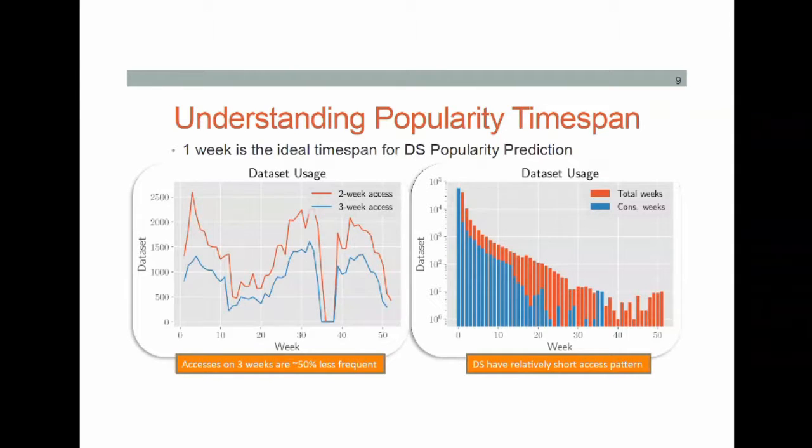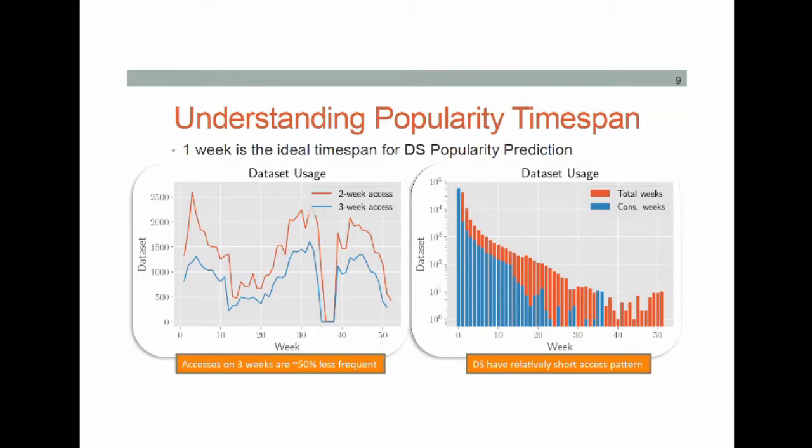We started by understanding the best popularity timestamp, and 1 week is the ideal timestamp for the popularity prediction. That means, given a certain amount of historical information, we try to predict the popularity of data sets in the next week, the week to come. In the first plot, you see the number of data set accesses with two consecutive weeks and three consecutive weeks. And you see that in the second case, we have a reduction by 50%.